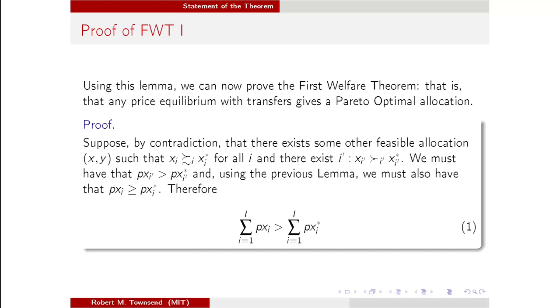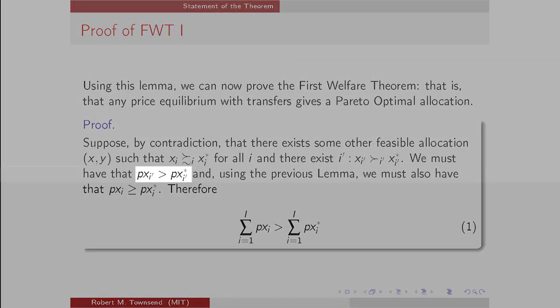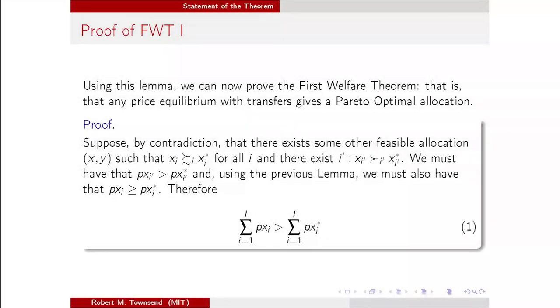Now, clearly, for the guys xi prime, these bundles are strictly preferred to the one chosen, so they cannot be in the budget set. So we have a strict inequality in expenditures for those i prime guys. But what about the guys that were only weakly indifferent? That could be a problem, but no, we've got it covered by the previous lemma.